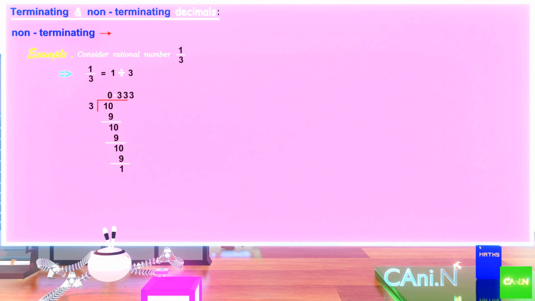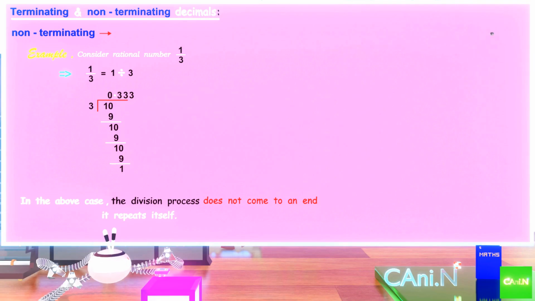Next, let us look into non-terminating. Example: consider the rational number 1 by 3. 1 by 3 equals 1 divided by 3. Now, let us execute the division operation. Here we get a remainder continually, in this case, 1. In the above case, the division process does not come to an end, it repeats itself. Such types of decimals are called non-terminating decimals.